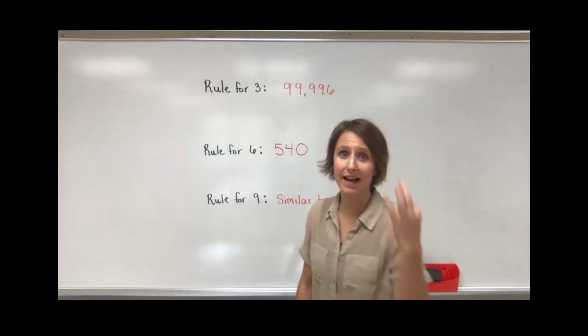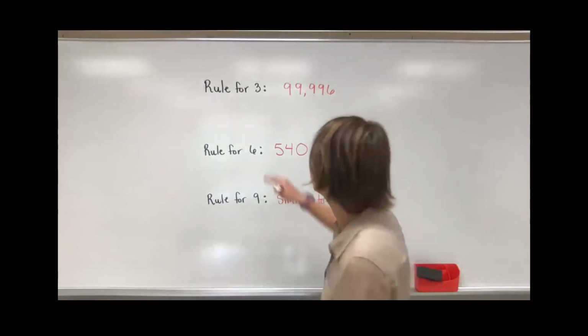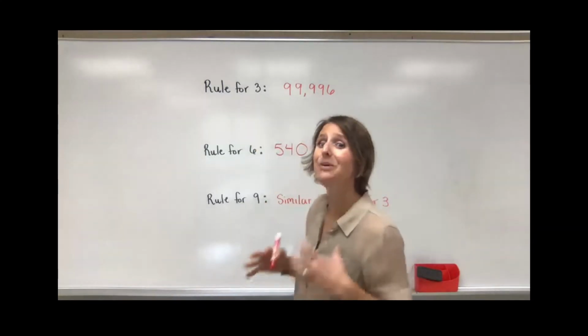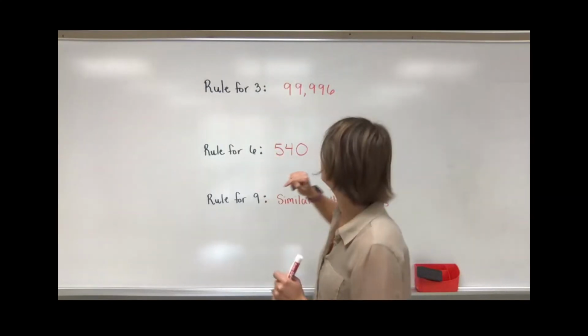I want to clarify 3 rules because these are the rules that we tend to struggle with the most. The rule for 3, remember, you add up the digits. So here's my number. You don't need to write this down. Just look at it with me.